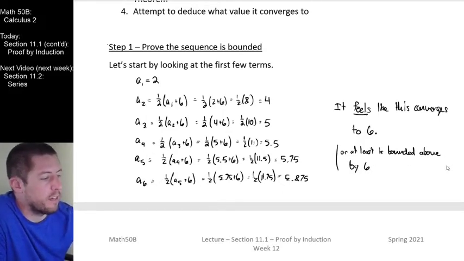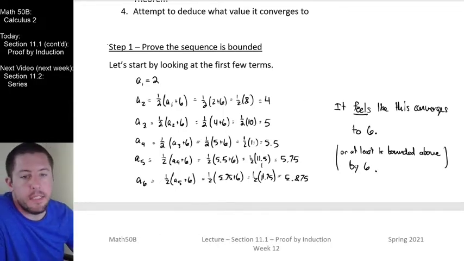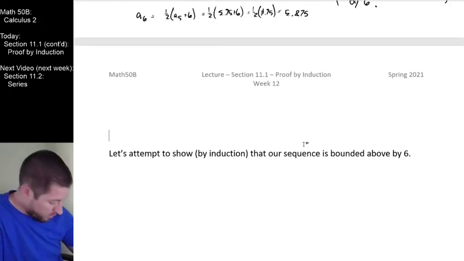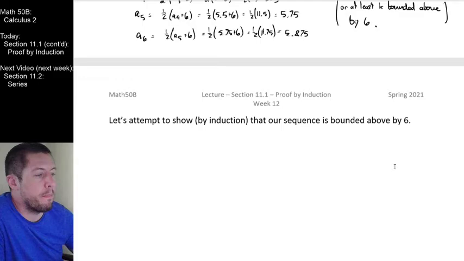Maybe it's actually converging to 5.9. 6 would be an upper bound. It wouldn't be the least upper bound, but what I'm really looking at here is that it seems like we keep adding a number that's less than 6 to 6 and then taking half of it. So I feel like that's what's happening here. So let's attempt to show by induction that our sequence is bounded above by 6.